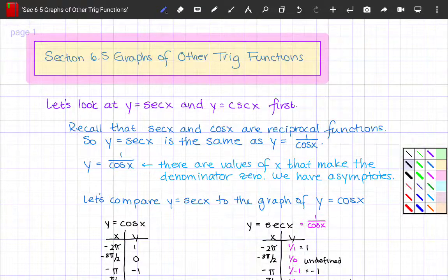All right, so this time we're going to look at graphs of other trig functions. We're going to look at secant, cosecant, tangent, and cotangent. And in order to look at those, we're going to refer back to the sine and cosine graphs, because every one of those four trig functions, secant, cosecant, tangent, and cotangent, can be written in the form of sine or cosine. So let's start off with secant and cosecant.